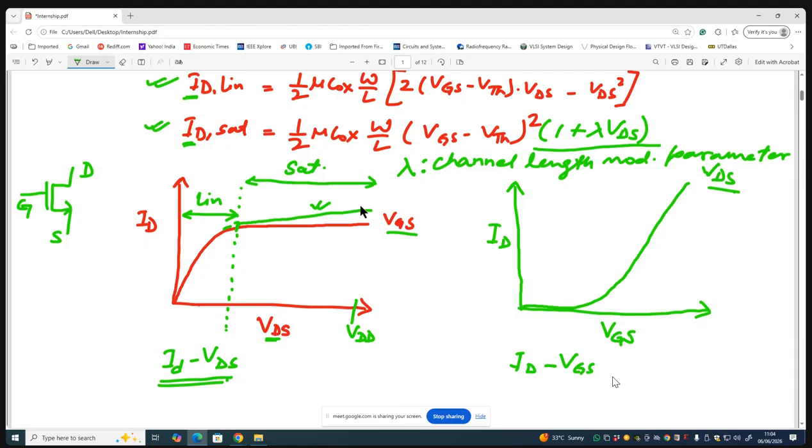This channel length modulation effect. What is this channel length modulation effect? So the channel of electrons existing between drain and source is shortened after we cross a certain threshold voltage, and as we increase VDS, this channel shortens, increasing the ID saturation. Yes. So as the name suggests, channel length modulation means the effective channel length is modulated with a change in VDS. And actually what happens is when VDS increases, the effective channel length decreases.